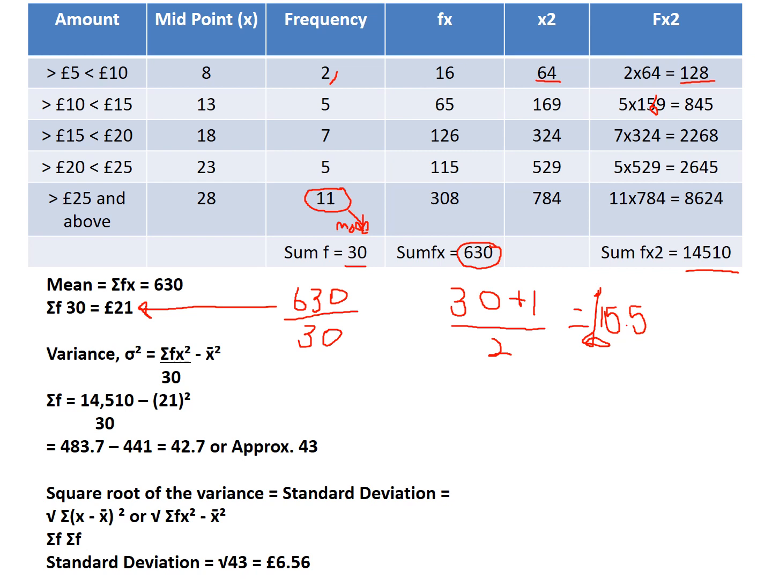Now we have to work out the variance, the range, or the maximum amount that people will spend. So to work out the variance, the total range, we take the sum of frequency times x squared. The sum of the frequency times x squared gave us approximately, I haven't made the adjustment for the error in there, approximately 14,510.